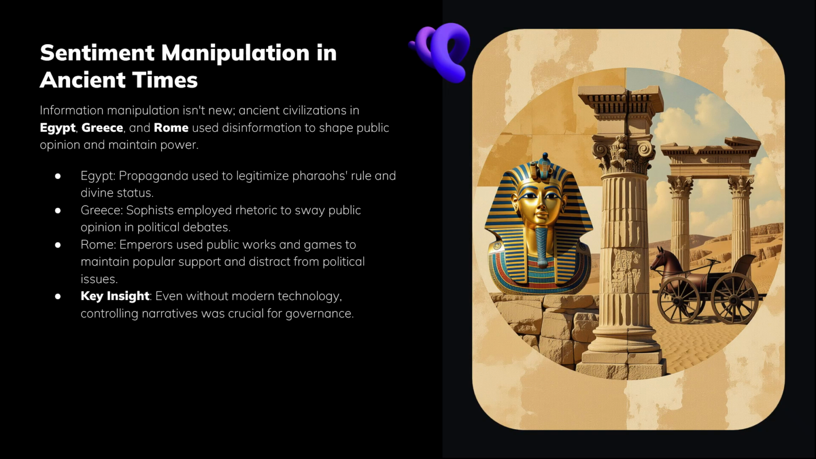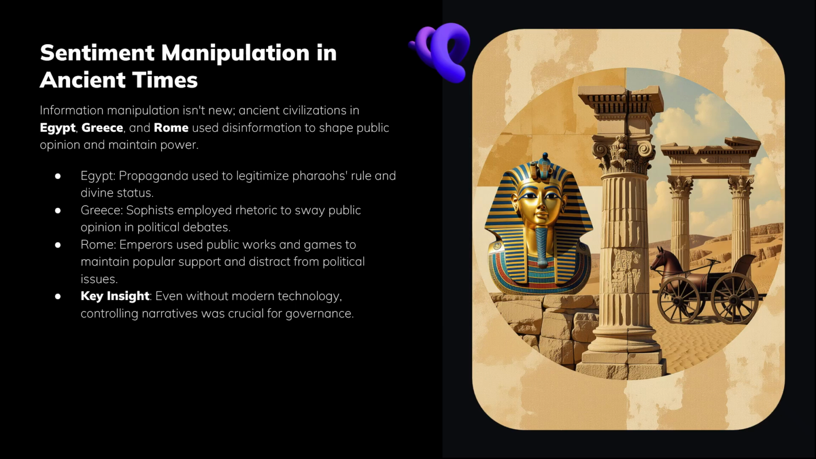Sentiment manipulation in ancient times. Let's take a quick trip back in time. In ancient Egypt, the pharaohs insisted they were gods. That was a powerful message to control their people. In Greece, they had these brilliant speakers called sophists. Leaders would hire them to win arguments and sway the crowd. They were the influencers of their day.